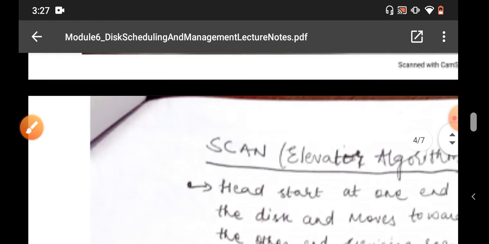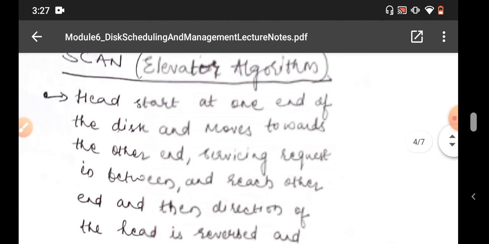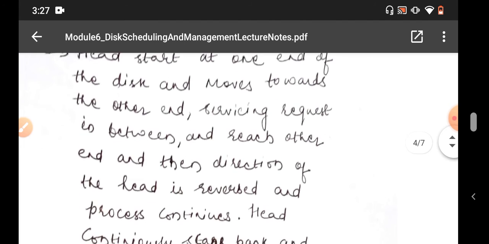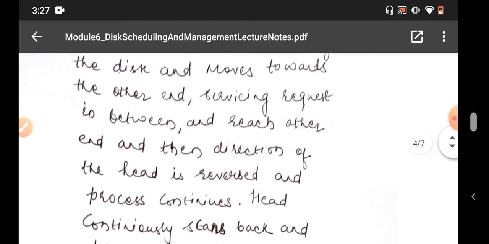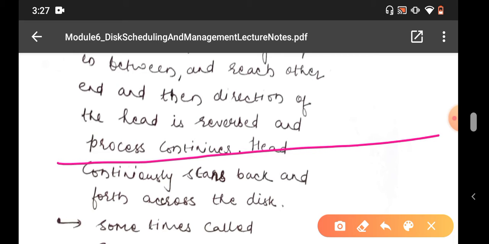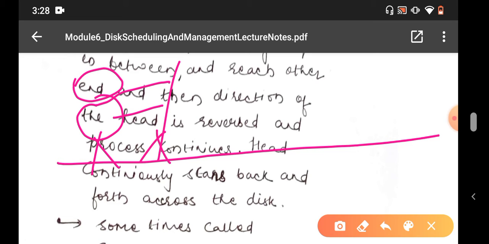So let's see again with this example, the scan algorithm. The head starts at one end of the disk and moves toward the other end, servicing the requests in between, and reaches the other end, and then the direction of the head is reversed and the process continues. So let's again take this swatch worker of the railway station. This is a railway station. This is my swatch worker. He is holding a broom over here.